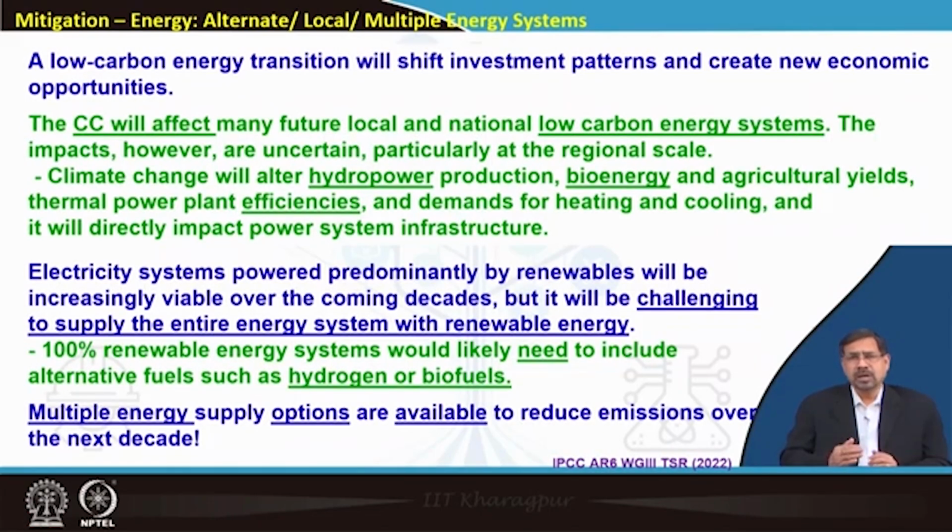Also the yield in terms of agriculture and the efficiency of thermal power plants, because we are talking about alteration in the pattern of heating and cooling, the diurnal and seasonal temperature pattern is going to vary. So, that will affect the efficiency of thermal power plants. If all the systems are affected, then it will directly affect the energy infrastructure. So, electricity systems powered predominantly by renewables will be increasingly viable over the coming decades, but it will be challenging to supply the entire energy system with renewable energy.